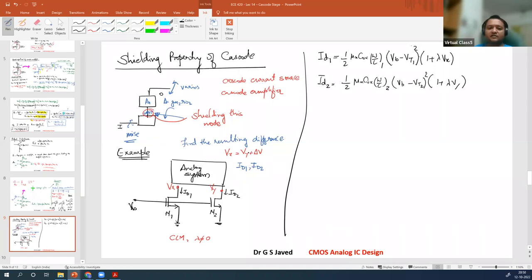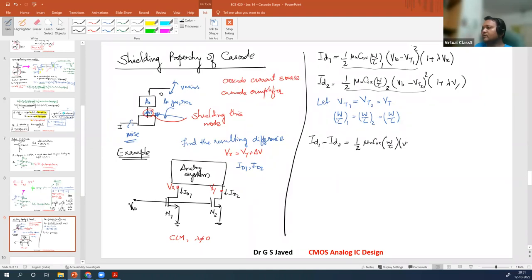We know that Vx is larger than Vy by delta. Now, in this condition, one assumption: let VT1 equal VT2 equal VT. Additionally, let W by L 1 equal W by L 2 equal W by L. Let us assume that the VT and W by L are constant. So what does this equation become? ID1 minus ID2. If you subtract these two, this entire term minus this entire term. This term is constant, so this entire factor becomes constant here. So that would be half mu n C ox W over L, VB minus VT.